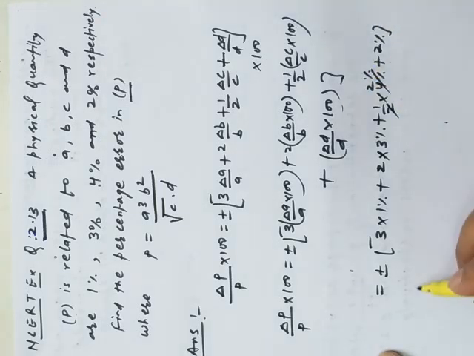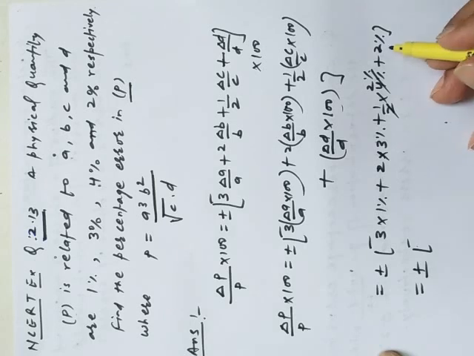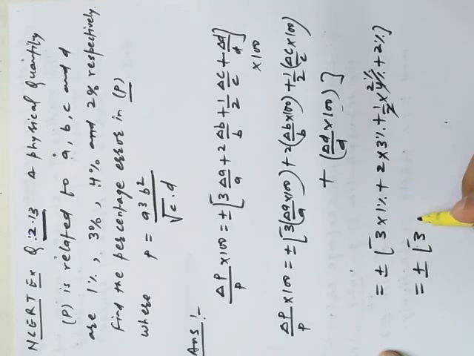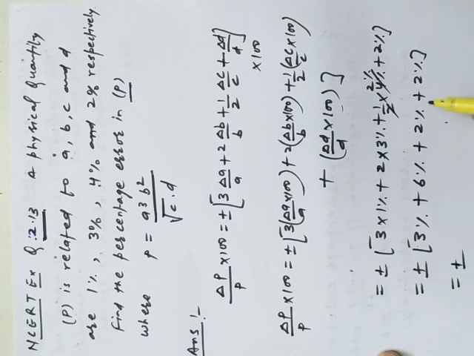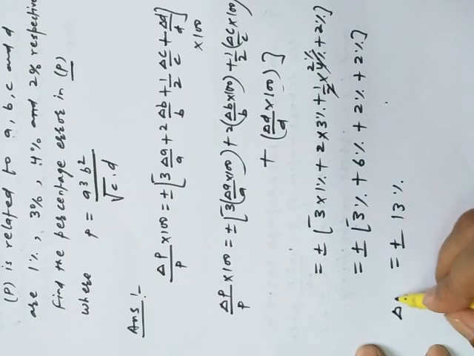So the total percentage error in the P can be stated as 3% plus 6% plus 2% plus 2%. So to finalize, we are giving the answer: 6, 3 plus 9 and 9 plus 4, that is 13%. So this is the total percentage error in the P.